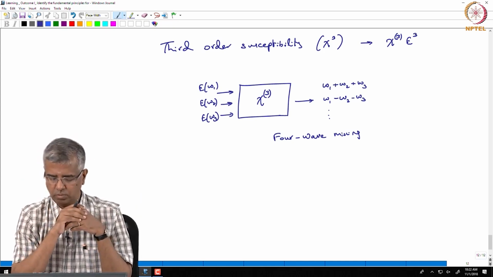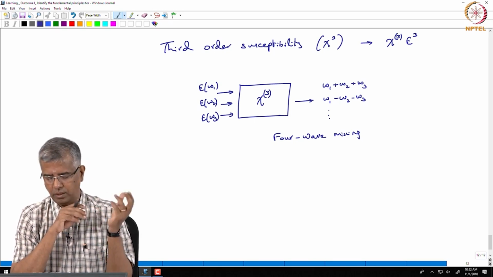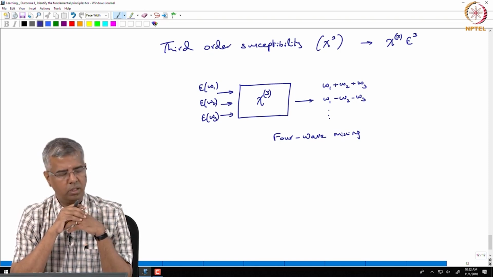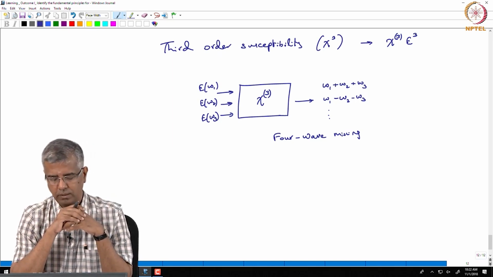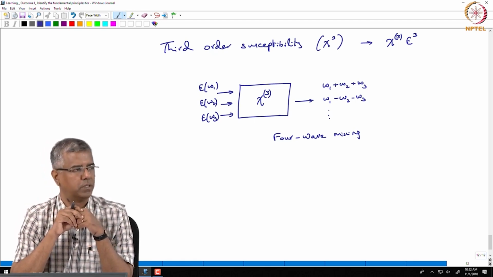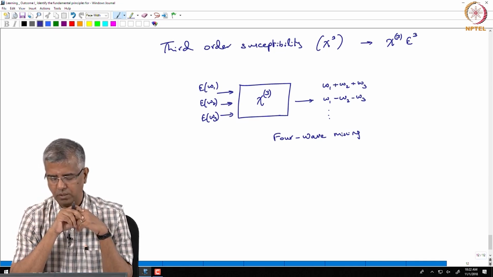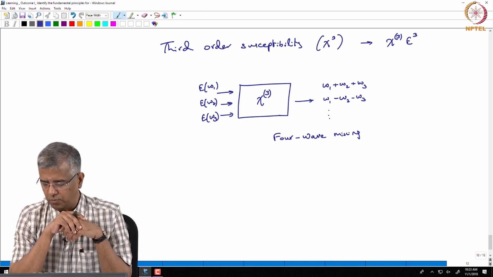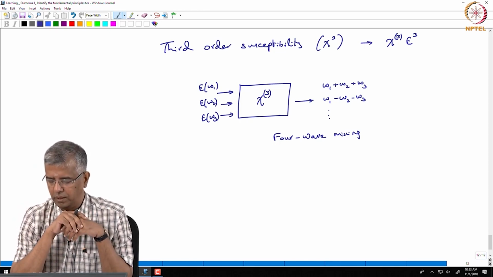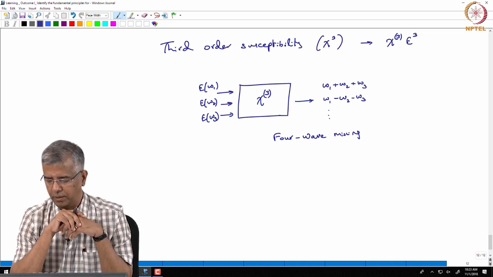So, you can say you have omega 1 and omega 2 going in. Let us say the power in omega 1 frequency is higher than omega 2. So, you could have 2 photons of omega 1 interacting with 1 photon of omega 2. So, you can get a 2 omega 1 minus omega 2 type of process possible. So, essentially you have what is called 4-wave mixing happening. That's one of the processes that could happen.